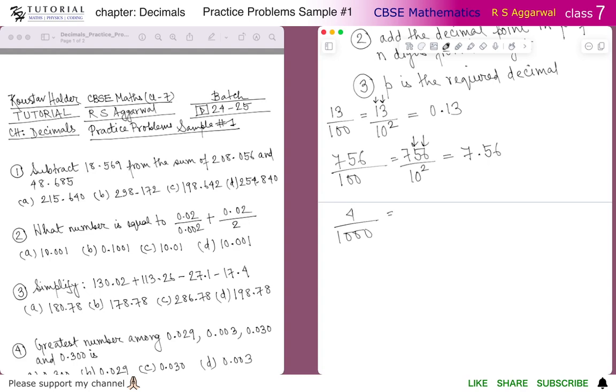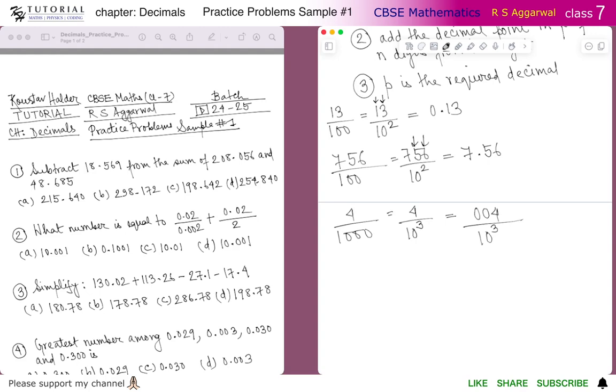So this is equal to 4 by 10 to the power 3. So n is 3. Now we see that the number of digits in the numerator is 1, which is less than 3. So what do we do? We add as many zeros to the left of the numerator so that the total number of digits in the numerator becomes equal to n. In this case we have to add 2 zeros, and it becomes this. We can obviously add zeros to the left of any number. We know it makes no difference.